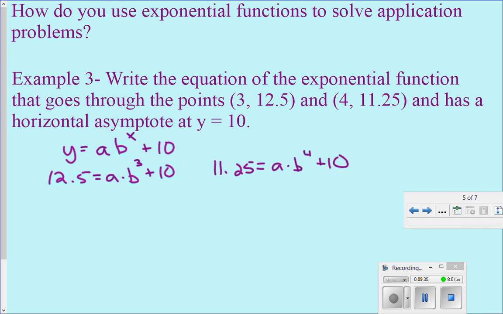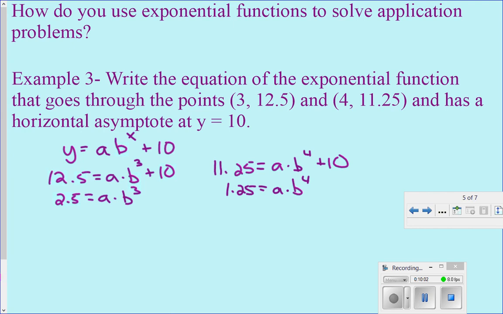Now, because of that plus 10, it makes it just a little bit more complicated, but we're going to get rid of that 10 very quickly right now, so that we can have it just like the last problem. So if I subtract 10 from both sides in both of these equations, then I have 2.5 equals a times b cubed, and I have 1.25 equals a times b to the 4th. So now I'm at the exact same place that we were in the last problem.